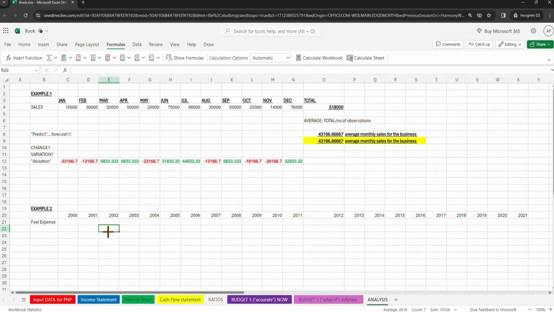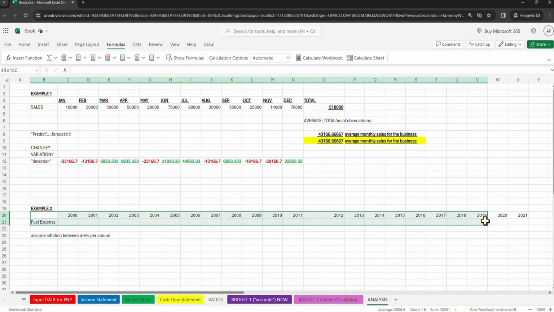All right, so if you were looking at fuel expense, and let's just assume you had inflation between 4 and 6% per annum, and you were looking at forecasting or planning, another word for this would be budgeting. A budget can be built, and you could alter and change the budget year on year, or even month on month.